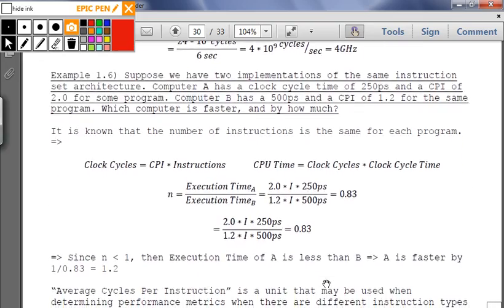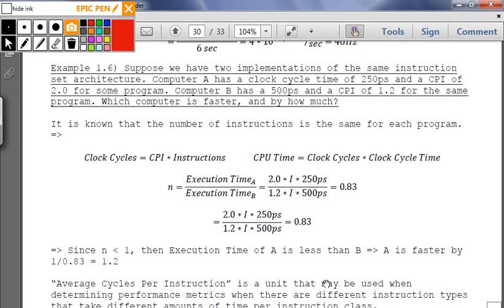Suppose we have two implementations of the same instruction set architecture. So now instead of two architectures, we have two of the same architecture. Computer A has a clock cycle time of 250 picoseconds and a CPI of 2.0 for some program, meaning the clock cycles per instruction for the program on average is 2.0. Computer B has a clock cycle time of 500 picoseconds and a CPI of 1.2 for the same program.